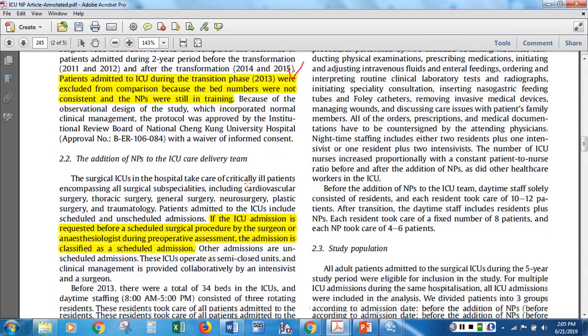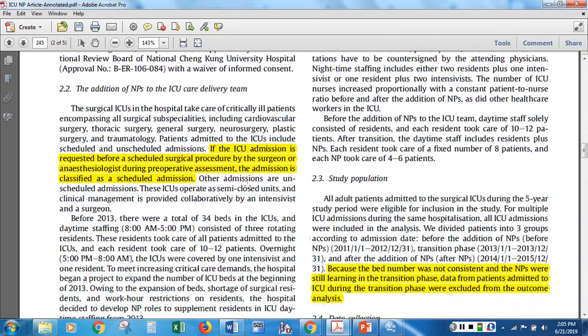Moving on, if the ICU admission is requested before a scheduled surgical procedure by the surgeon or anesthesiologist during preoperative assessment, the admission is classified as a scheduled admission. Why did I underline that section? One of the things you realize in the article, specifically when we review the results, is that the results were provided to us based on whether the admissions were scheduled or unscheduled. So they looked at the results of the study, looking at scheduled admissions, how was the effect of nurse practitioners on mortality, as well as unscheduled admissions.